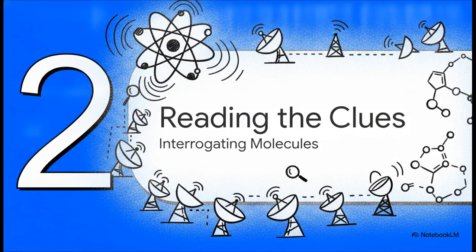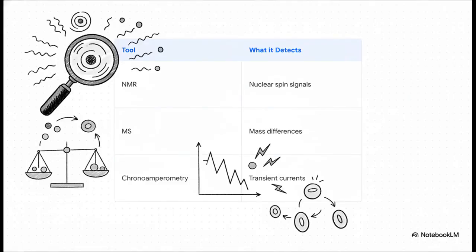Section 2. Reading the clues by interrogating molecules. Okay, so we've bugged the atom, but how do we actually listen in? Well, we need specialized magnifying glasses to read the clues. Nuclear magnetic resonance, or NMR, is basically a fingerprint scanner. It detects unique nuclear spins and hyperfine splitting signals. Mass spectrometry is like a highly precise scale, separating molecules by their literal weight to find differences in mass, isotopic fractions. And chronoamperometry, that's our high-speed camera, tracking time-resolved electrical currents to capture the fleeting, very initial stages of reaction.